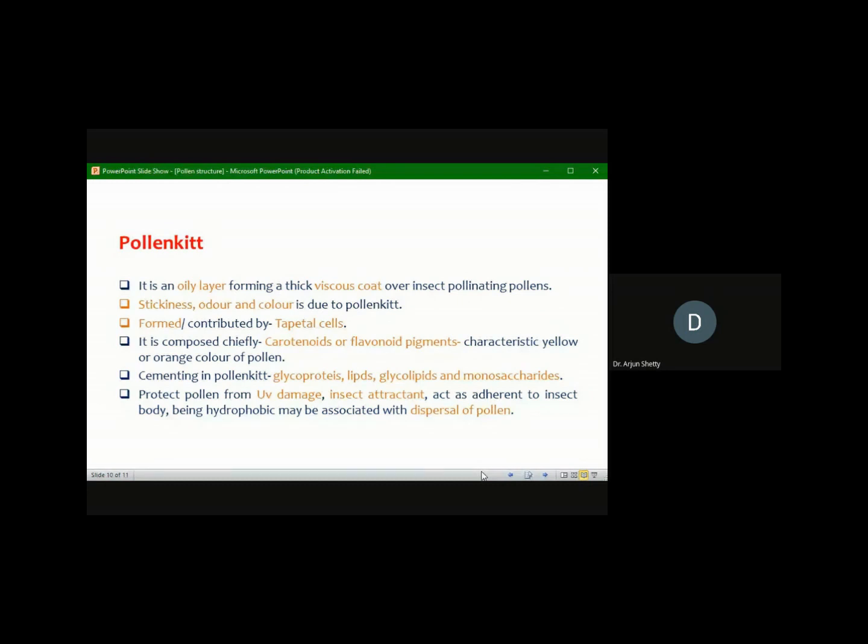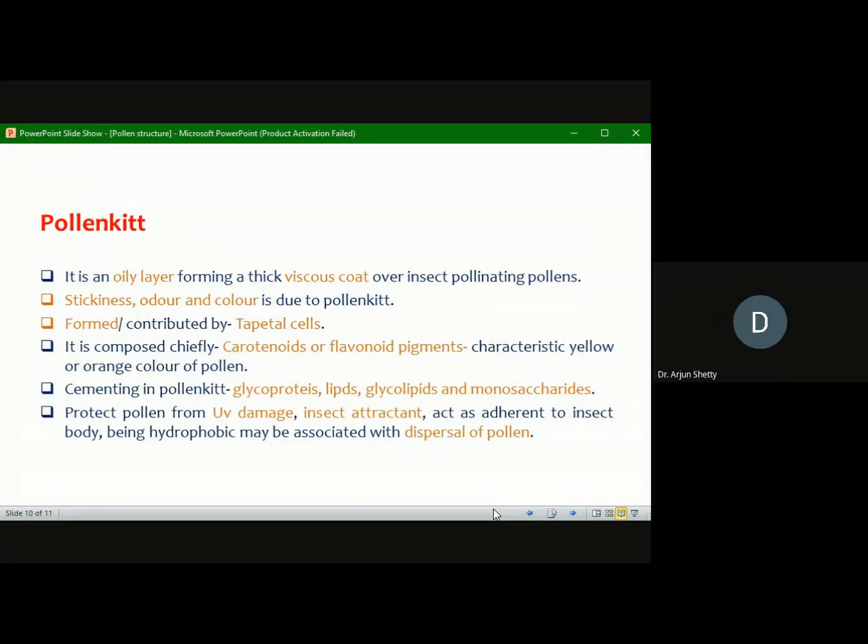This particular pollen kit is a specialized chemical composition that we see on the pollen grain. It is a viscous substance. Usually we see it on pollen grains which are pollinated by insects. Insect pollination, entomophilic, as against anemophilous, right?